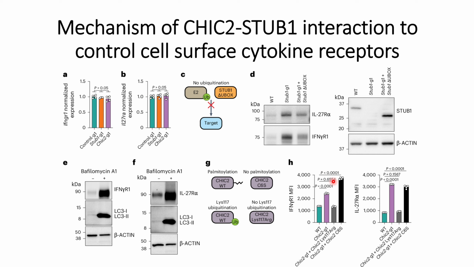So this indicates that CHIC2 must be present at the membrane, where it helps in bringing STUB1 and the cell surface cytokine receptors, that is IL-27R-alpha and IFN gamma R1, together, thereby initiating or promoting the ubiquitination process. This is what they finally concluded, coming to logical conclusions from the observations in these results.